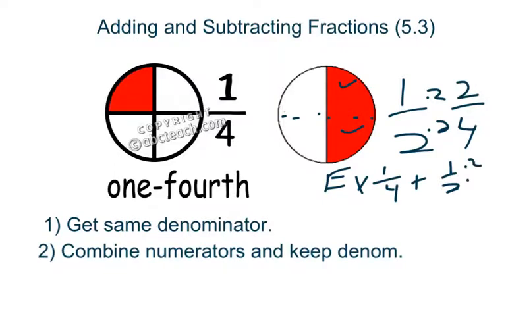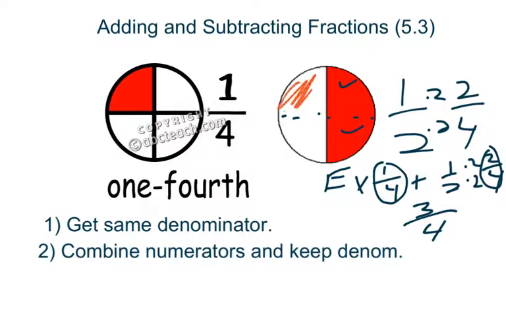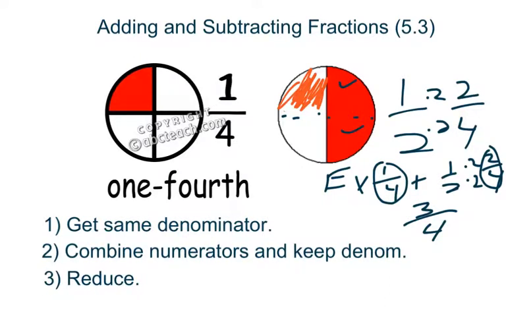Times 2 times 2, we got 2/4, so now they have the same denominator. And we combine our numerators, 1 plus 2 is 3, keep the same denominator, and it's 4. And you can easily see that here, 1/4 plus 2/4 gives us 3/4. And then your last step is always to reduce. In this case, we don't need to reduce because 3/4 is already reduced all the way.